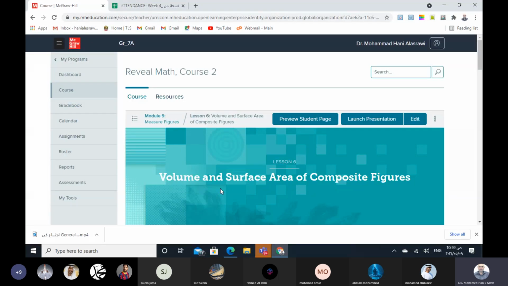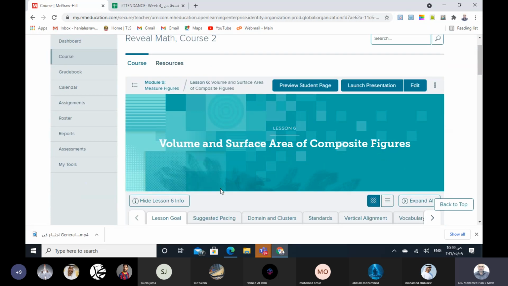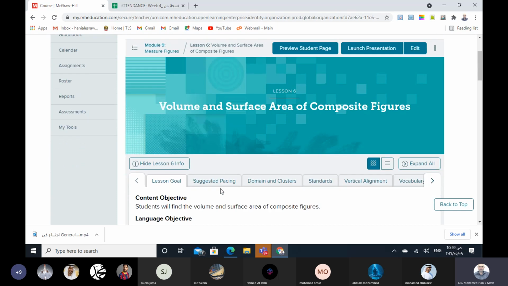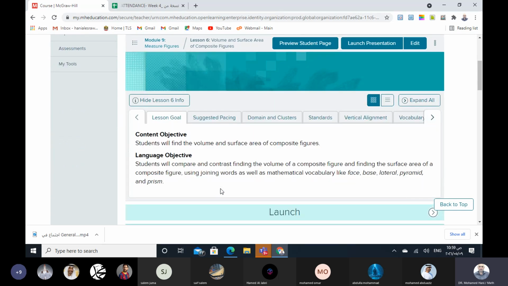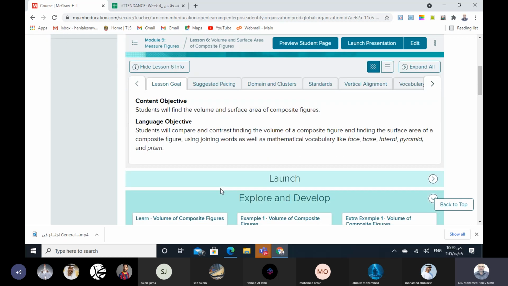Math Grade 7. We are in Module 9, Measuring Figures. Today we have the last lesson in this module, Lesson 6, Volume and Surface Area of Composite Figures. In this lesson, we want to learn how to find the volume and surface area of composite figures.